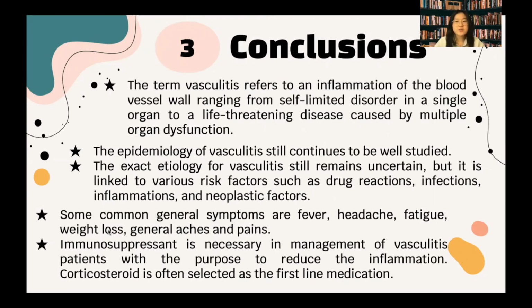Pathogenesis of vasculitis starts with changes mediated by cytokine in the articulation and capacity of attachment particles, combined with improper initiation of leukocytes and endothelial cells. Some common general symptoms are fever, headache, fatigue, weight loss, general aches, and pains. Immunosuppression is necessary in the management of vasculitis patients with the purpose to reduce the inflammation. Corticosteroid is often selected as the first-line medication. For the treatment, there are 3 types, which are treatment of large vessel vasculitis, treatment of medium vessel vasculitis, and treatment of small vessel vasculitis.